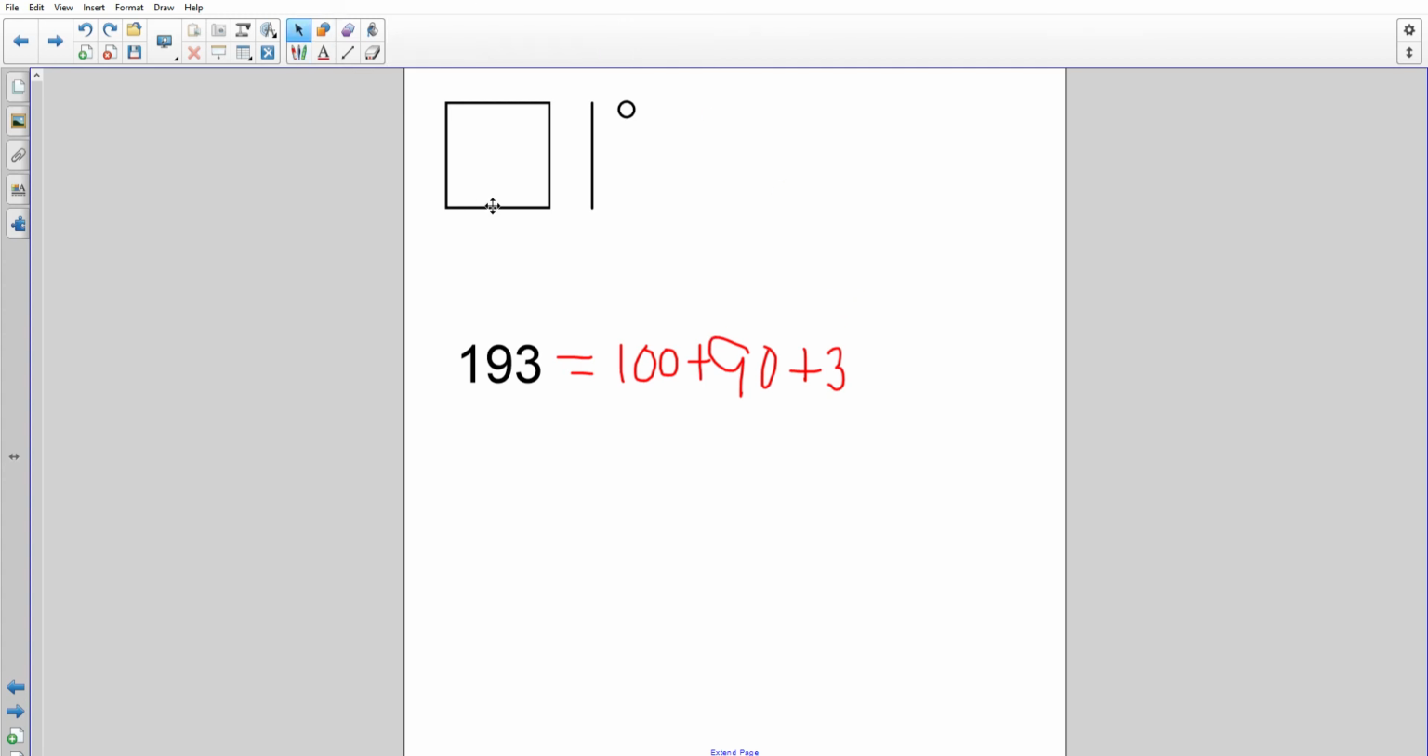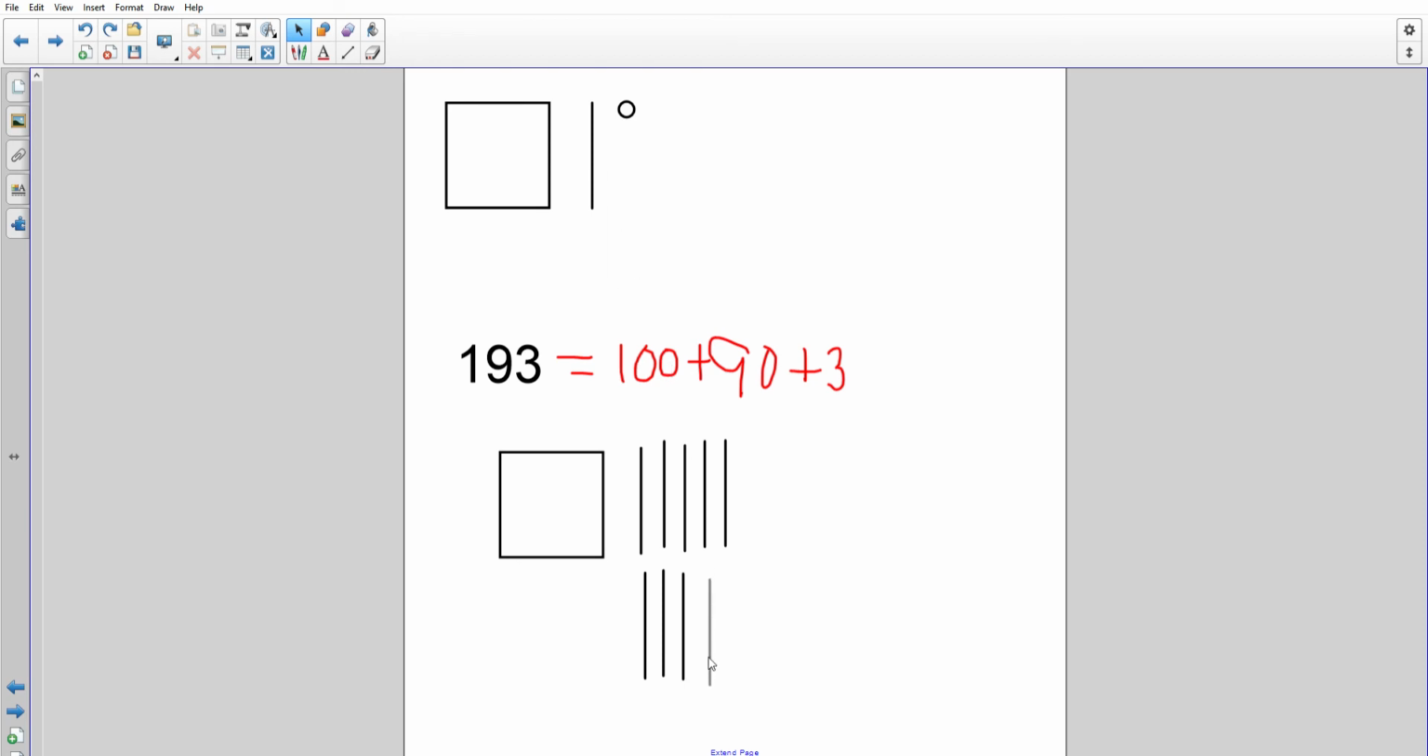Well, I can take my drawing and do exactly that. I have 100. And then I will make 90 of these using 10 sticks: 10, 20, 30, 40, 50, 60, 70, 80, 90, and then I go back. I need my ones. 1, 2, 3.